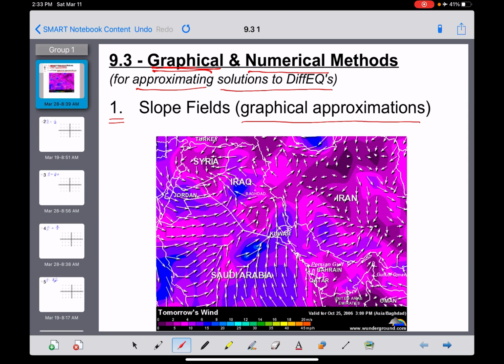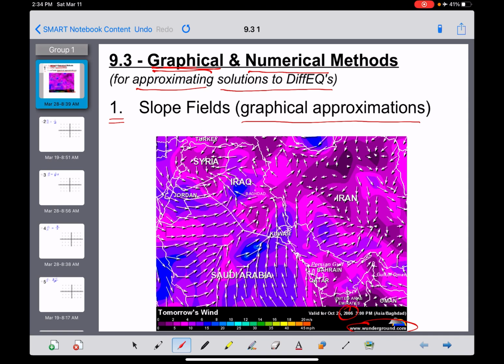And just to kind of introduce the topic, I went online here, guys, wow, apparently a long time ago, this was 2006, and found a wind map. And I thought I got this off the Weather Channel, but I don't know, it's off some sketchy website right here. So I'm not sure why, but I went to the Middle East right here and found a wind map.